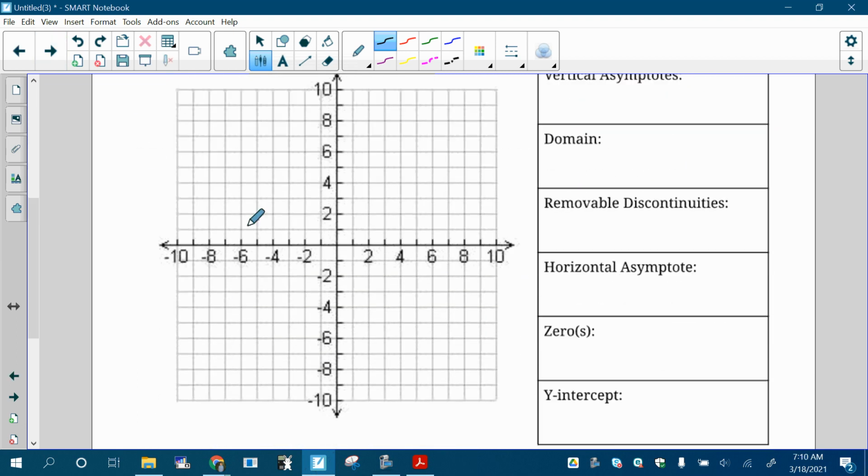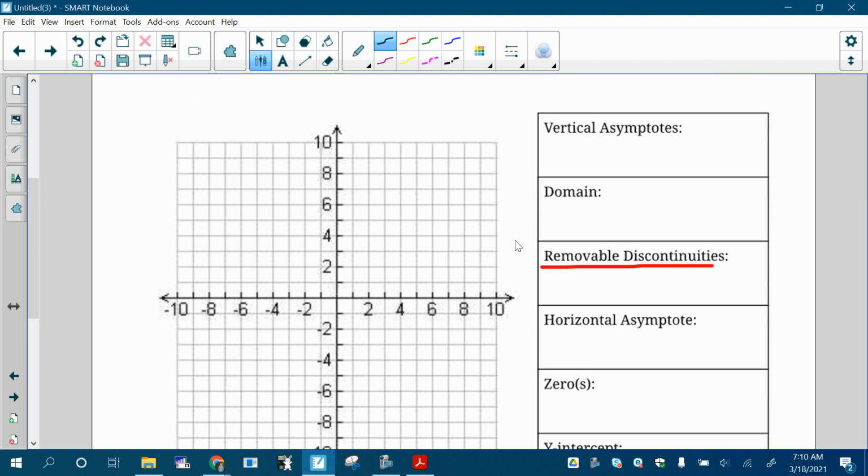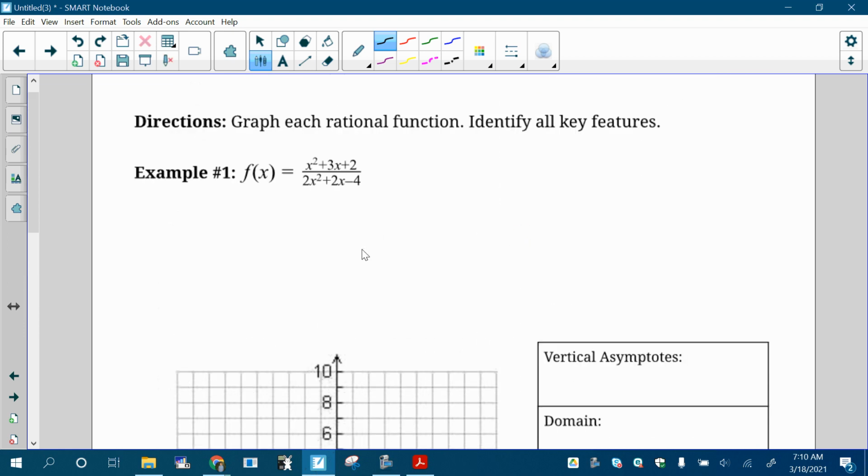All you're seeing now is that we'll add removable discontinuities as one of the features that it's asked about. All right, let's rock this out. We'll do this one together. First thing first, factor, factor, factor. Okay.